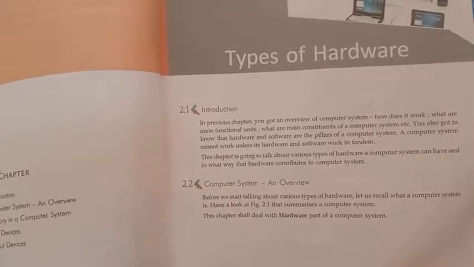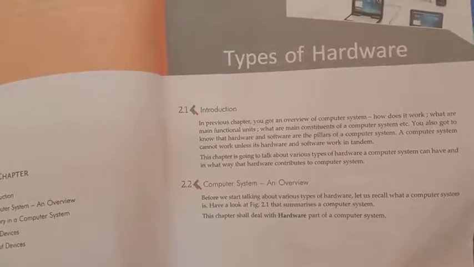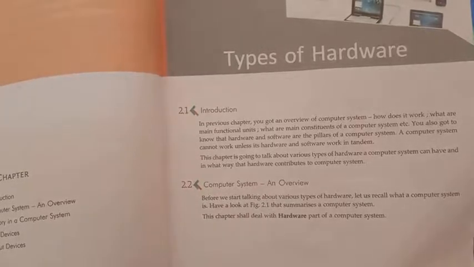In the previous chapter we already studied the different parts of a computer. What are the different parts of a computer? Input unit, CPU and the output unit. Inside the CPU we studied different types of memory. These are basically known as the hardware system of a computer.